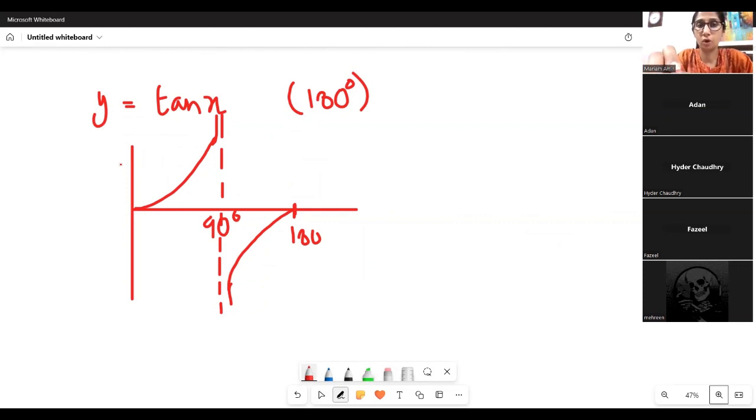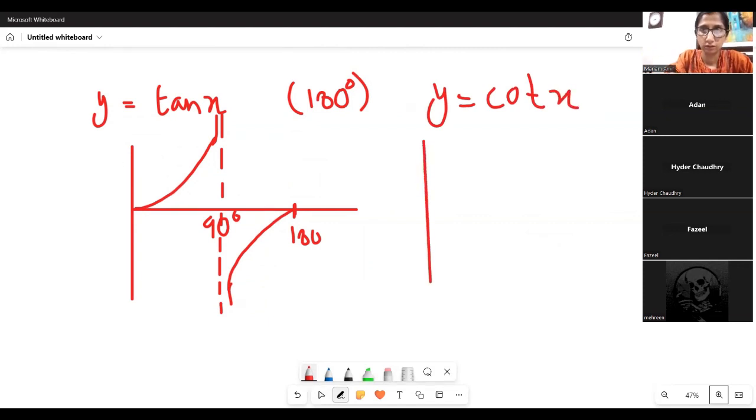And now we're going to draw one cycle for cotx. So 0 was at 0. And we have a 0 at 180 degrees. So we'll have asymptotes here now. Asymptote at 0 degrees. Asymptote at 180 degrees.